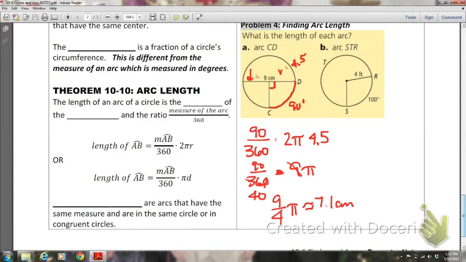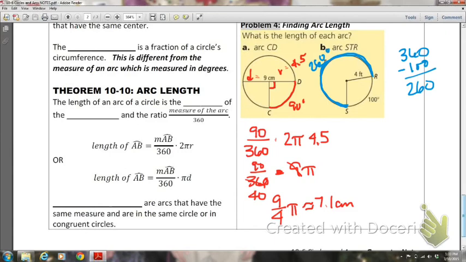And problem 2 will be the B part of this. We want the length of arc STR. So it starts at S, goes through T, and ends at R. So we want the length of that. So we need to find the measure of it first. The measure of that arc is going to be 360 minus 100, its associated minor arc, so that's 260. So this is 260 degrees.